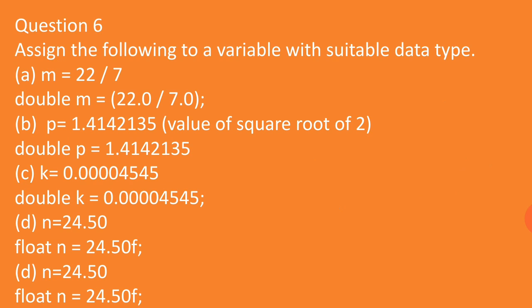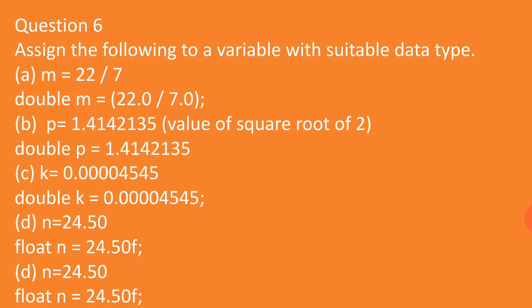Then p = 1.414135, the value of square root of 2: double p = 1.414135, because it is very clear that there is a decimal, so double is a suitable type. Now k = 0.00004545, meaning four zeros and then 4545. Double k = 0.00004545; so this value is assigned to the variable k, and its type will be double again.